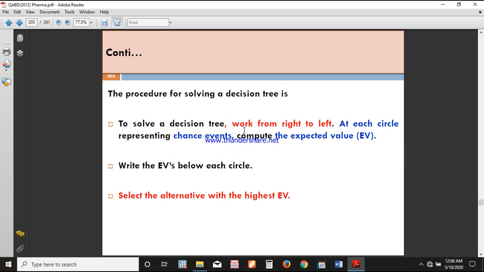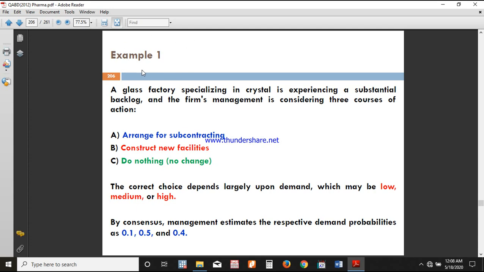To solve a decision tree, you work from right to left, and at each circle representing a chance event, compute the expected value. In the second step, write the EV below each circle and select the alternative with the highest EV value. For example, we can take a company producing glass with different courses of action: A, which represents contracting, B, constructing new facilities, and C, no change.